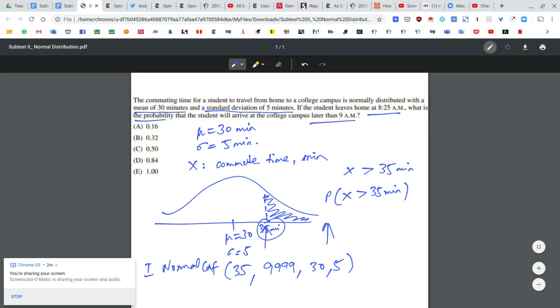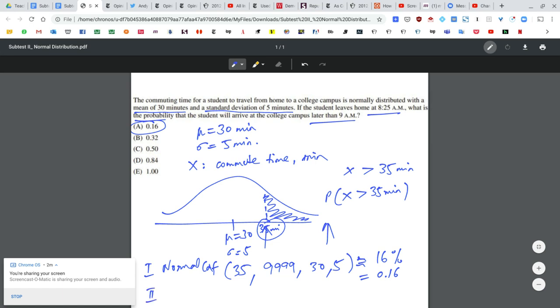And you can hit that and get an answer. Check if it is very, very close to 16% or 0.16. It's very likely to be 0.159 something. So it's roughly 16%, which is part A, okay, or rather choice A.